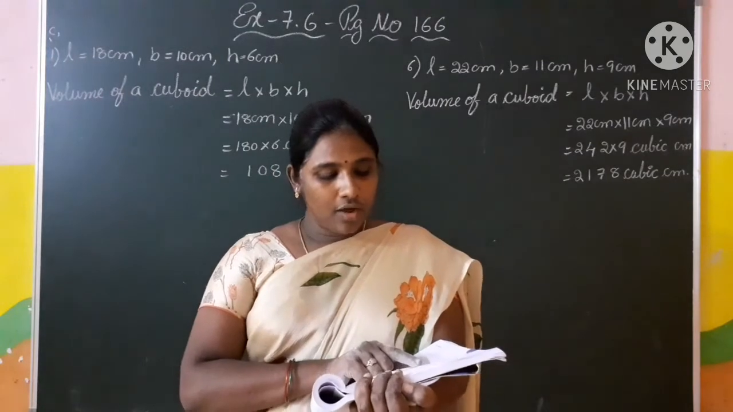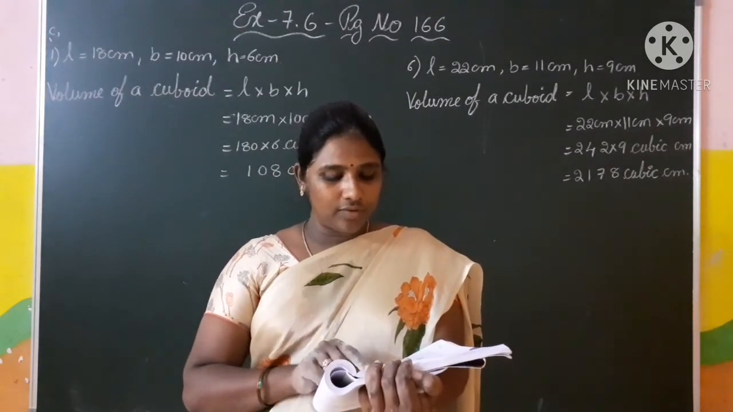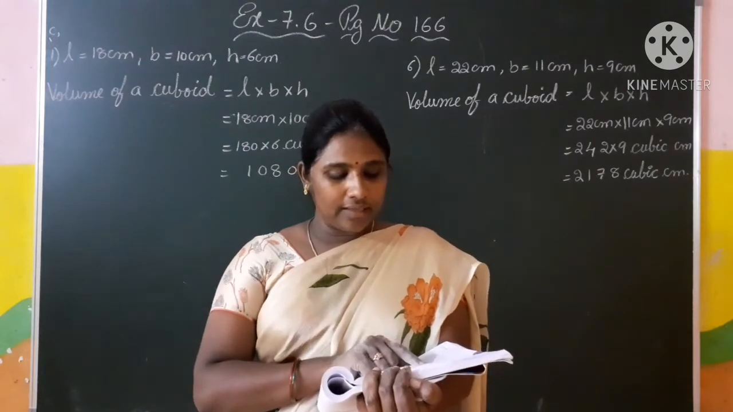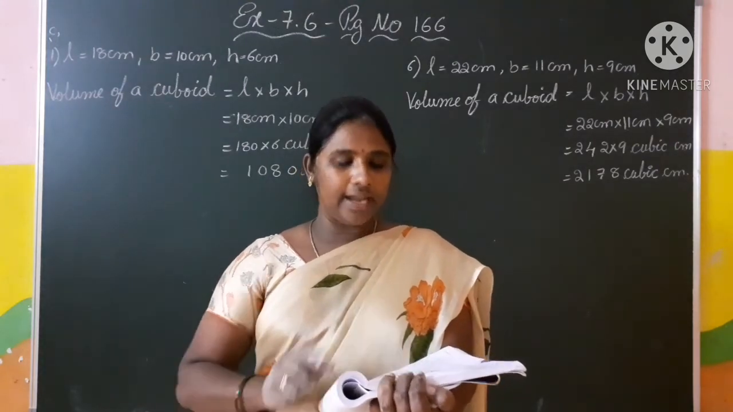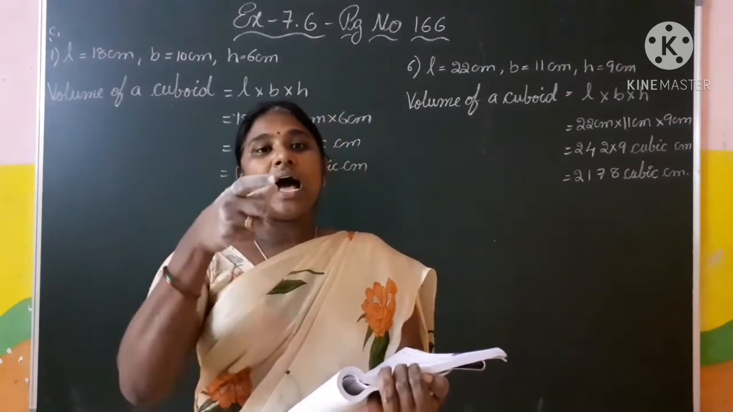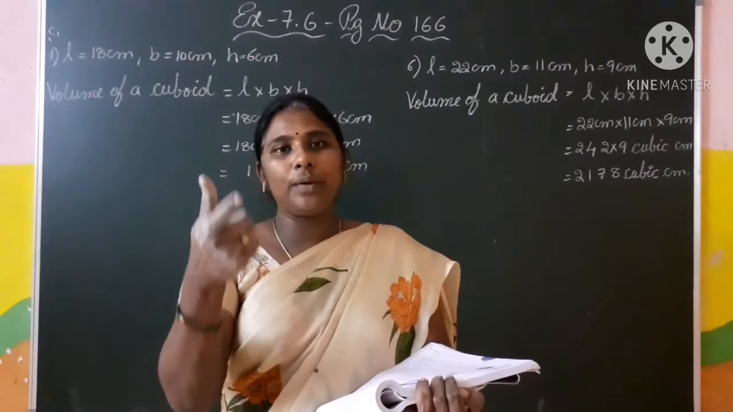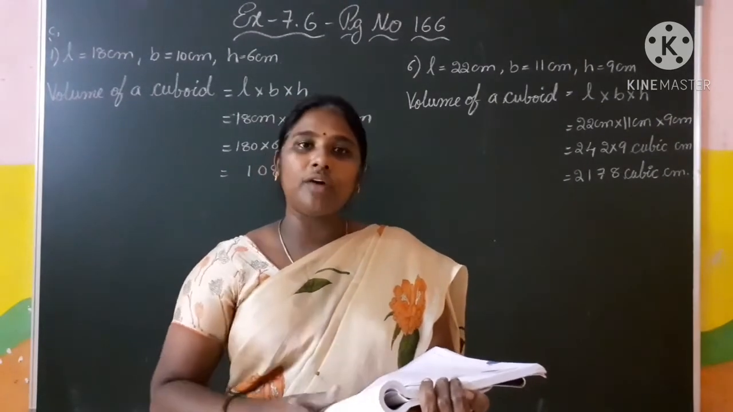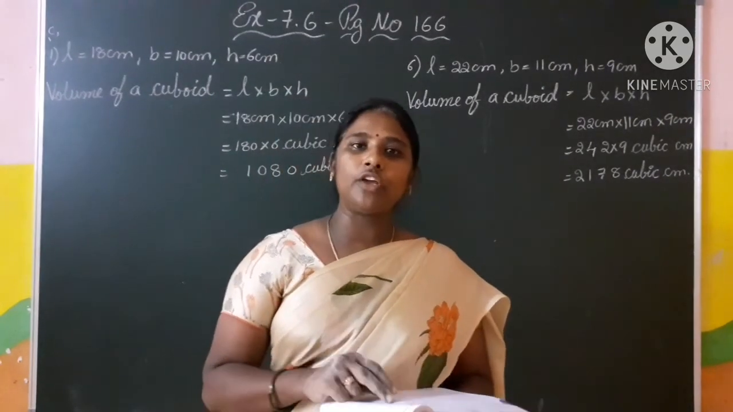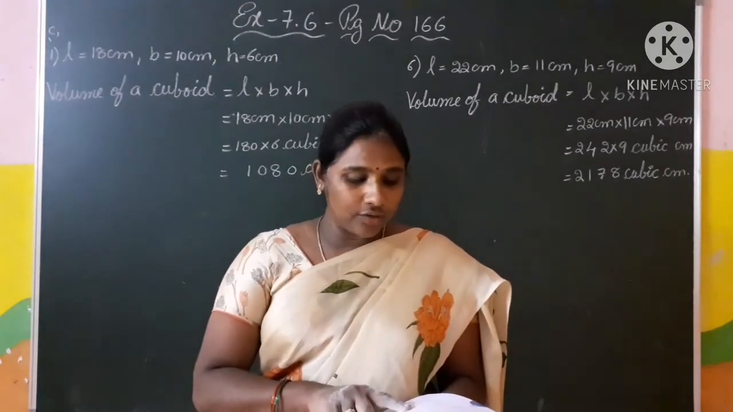Second question, find the volume of an ice cream brick of length 22 centimeter, breadth 10 centimeter, height 8 centimeter. Ice cream brick, that means ice cream bar, it will be in the shape of a cuboid. Length, breadth, height given, we have to find the volume of a cuboid. So volume of a cuboid formula, length into breadth into height. Next, see the third question.